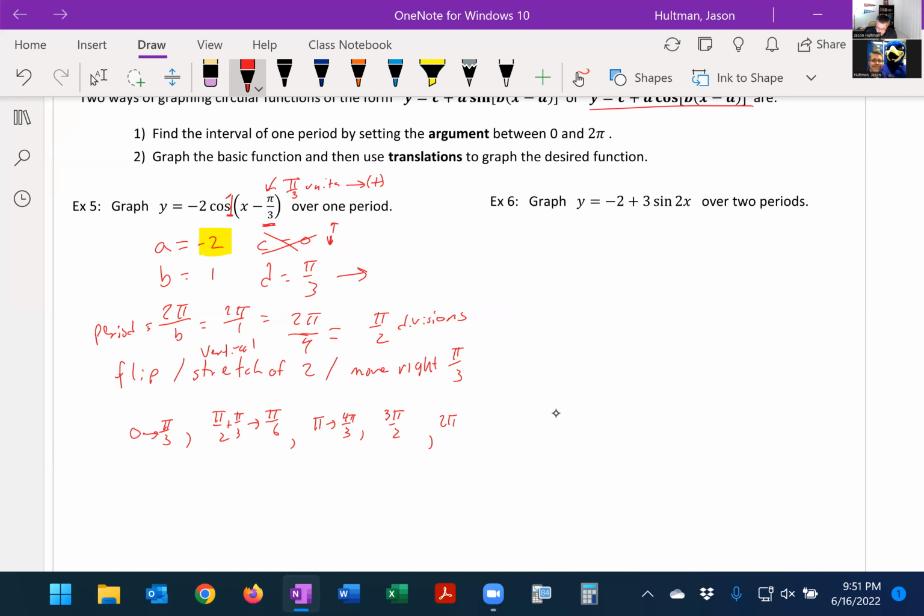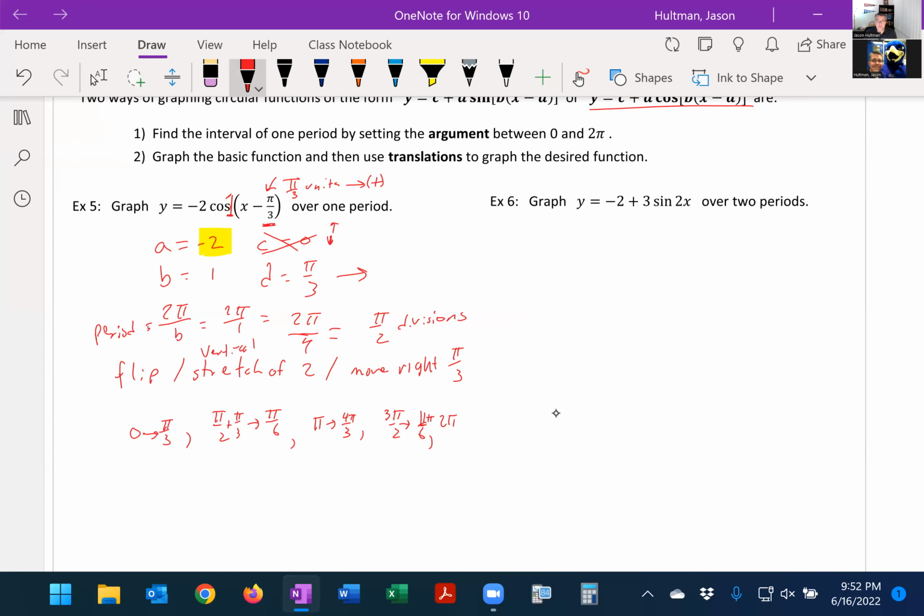Add pi over 3 to a pi, which is 3 pi over 3. Then 3 pi over 2 plus pi over 3. You have to add pi over 3 to everything. Get a common denominator of 6. 3 times 3 is 9, plus 2 is 11. So this is 11 pi over 6.